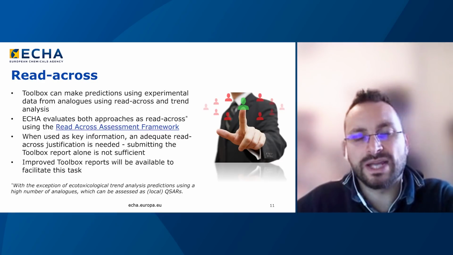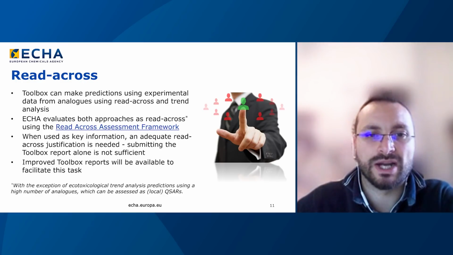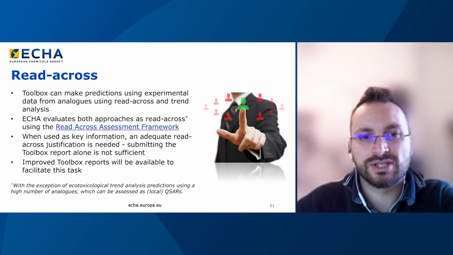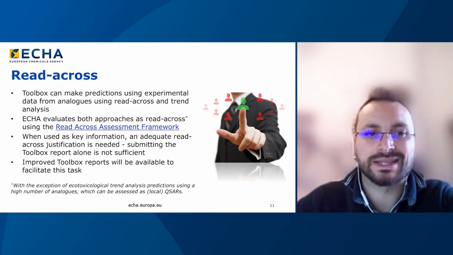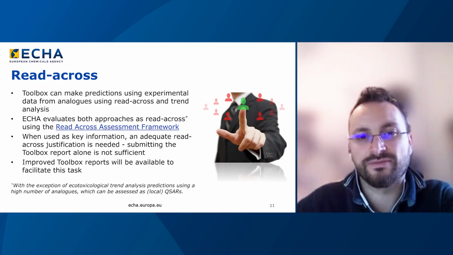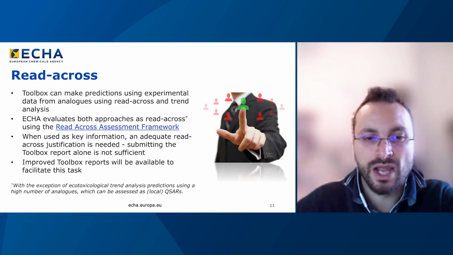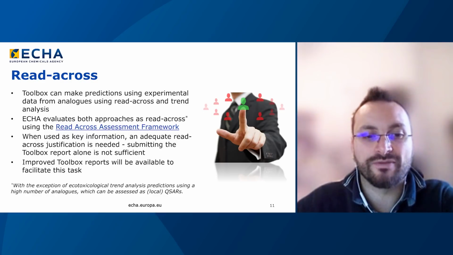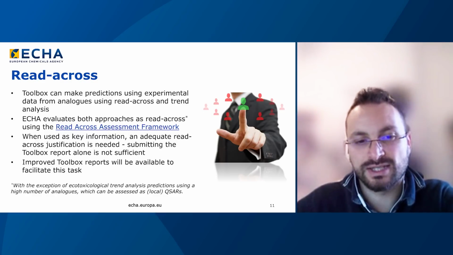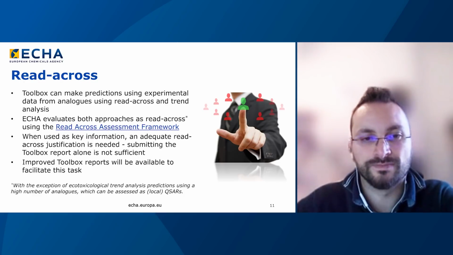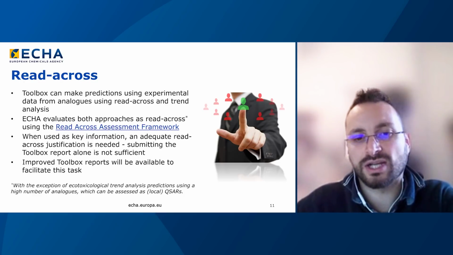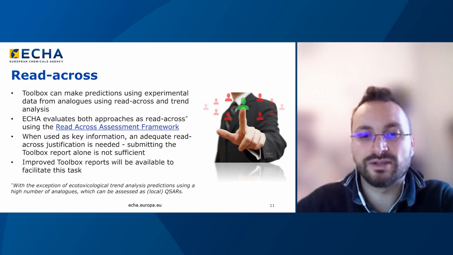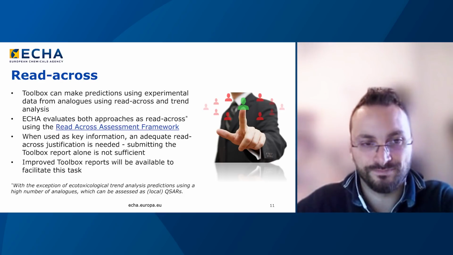The Toolbox can then make predictions using experimental data from analogs with two different techniques called read-across and trend analysis. It is important for you to know that ECHA evaluates both approaches as read-across using the read-across assessment framework. The only exception is trend analysis for ecotoxicological endpoints where a high number of analogs are used. In these cases, we will assess it as a local QSAR. This difference is important because read-across and QSARs under REACH have to meet different rules as defined by Annex XI.